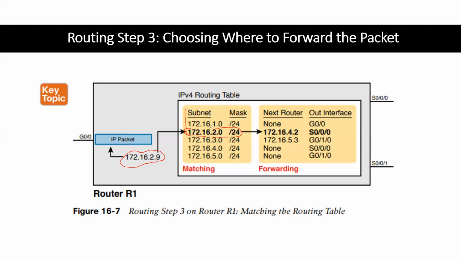So I know how to get to this network, but how? Where do I shoot it out of? And so it's going to look at this and say, hey, I know where to shoot it out of. This is my next hop, that is the next IP address that I need to send it to, and to send it out of this interface. And that's where his router is choosing where to forward the packet. This is where that decision is happening.